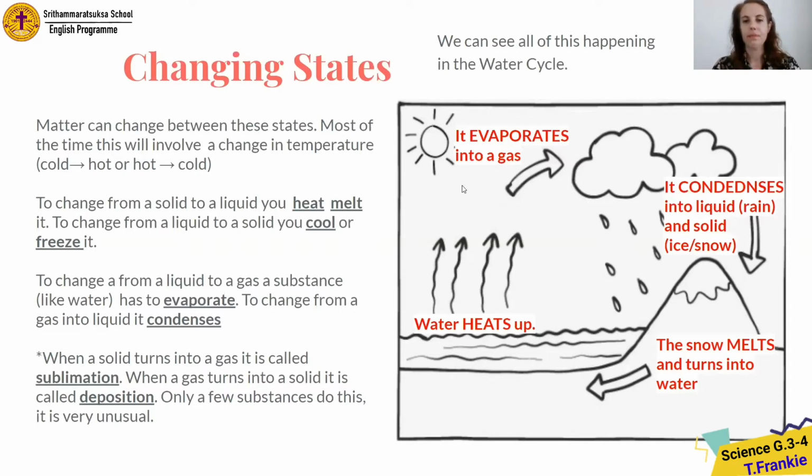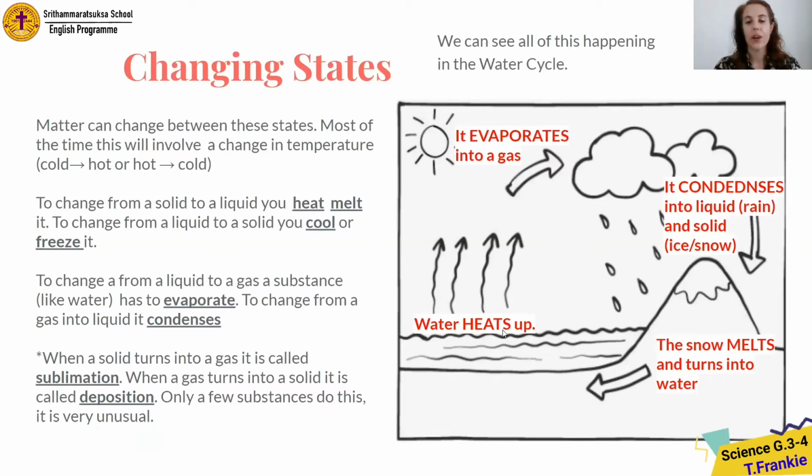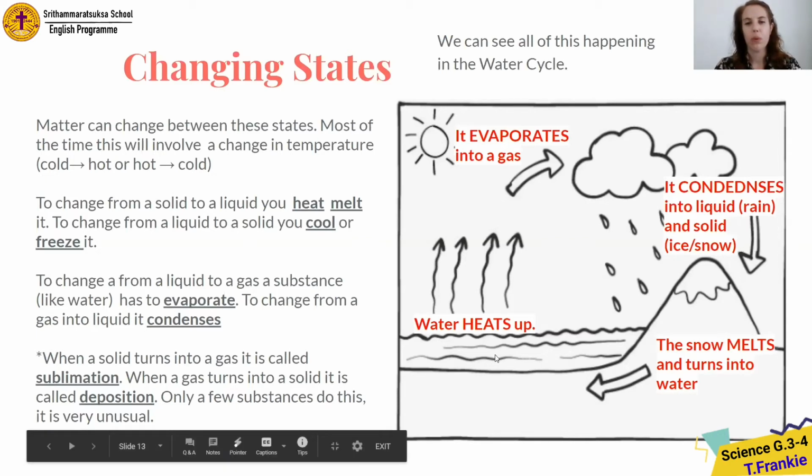So let's start again. Because of the sun, the water on the sea or the land will heat up. It will evaporate and turn into water vapor or clouds. Once it is in a cloud, it will start to cool down a bit and condense into liquids, the rain, or a solid, ice and snow. Okay, the snow will melt and turn into water. The water will heat up and evaporate. It will condense, it will melt, it will heat up, and it goes around in a circle.